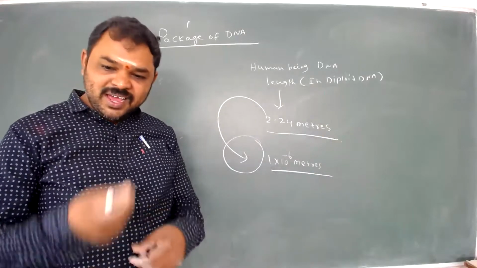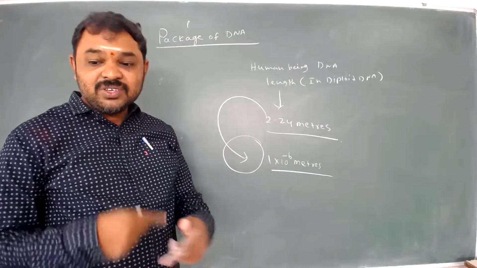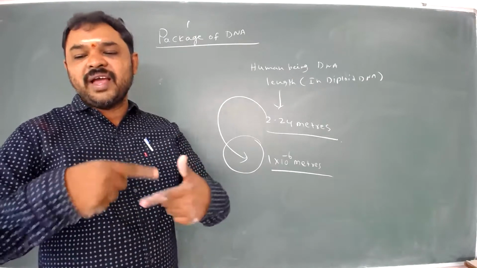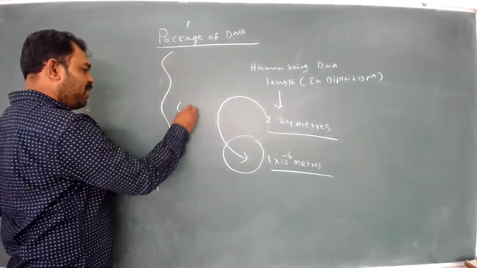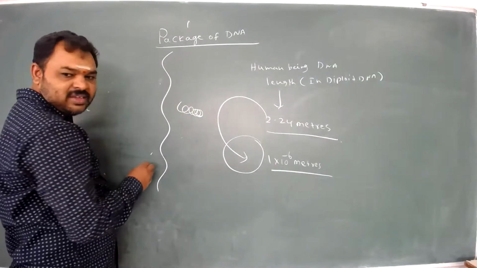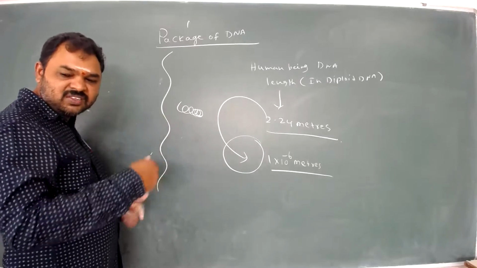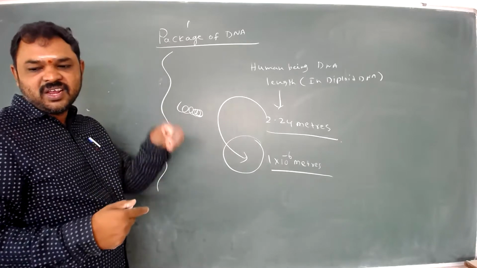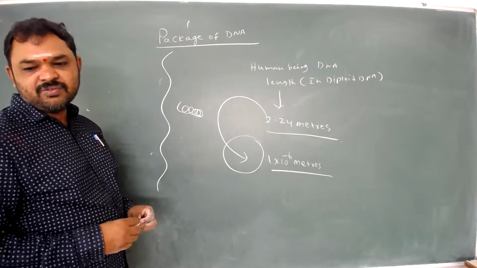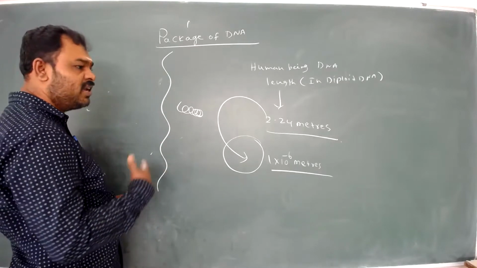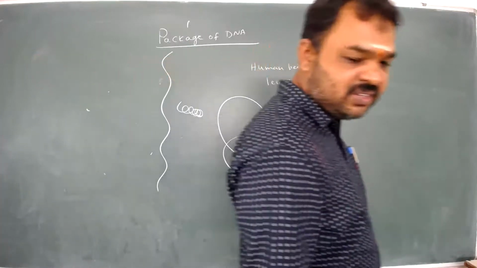But where is the DNA arranged? Inside the nucleus the DNA is arranged. How is it possible? DNA is packaged. This is a big length DNA, but it is packaged like this, which means coiling. Due to the coiling, it is packaged into small size, then embedded in the nucleus. That is called the package of DNA. This package of DNA, let us discuss here. What is the package of DNA? We can see.